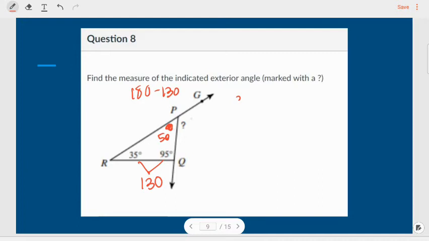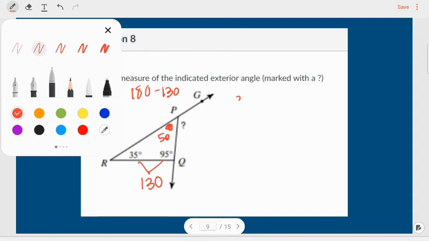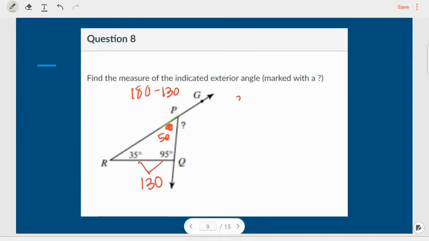Now, how do I get that outside angle? And you might be saying, I don't know. But remind yourself that this is a straight line right here. So remember, I've got half of a pizza pie, so that's 180 degrees. And my two pizza pies are made up of 50 and question mark. So 180 equals 50 plus my question mark. So all I have to do is subtract 50, and I get 130 is equal to my question mark.